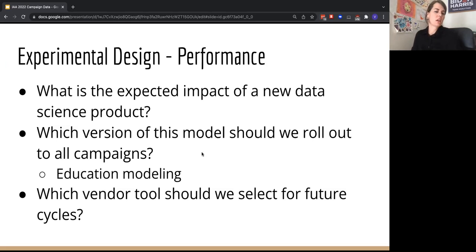and make our decision about what we're going to roll out at a broader scale. And then the final other place that I'll use it is very similar to that approach of testing the performance of different tools, but doing that with vendors in our space.